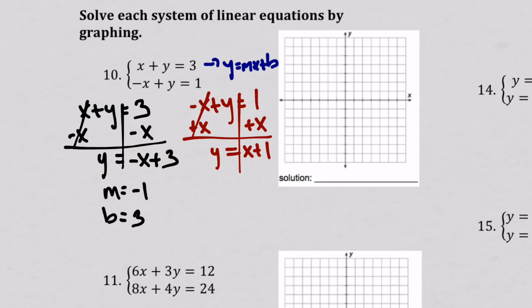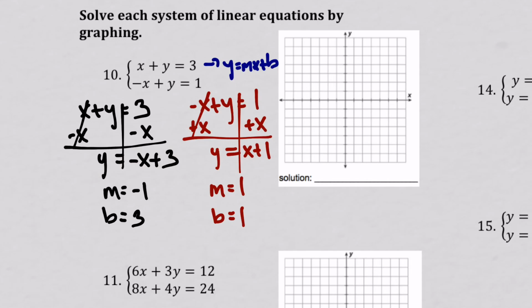For the other equation, the slope is the coefficient of x. In this case, it's just a single 1, since there's a 1x right there. So m equals 1. And your y-intercept is also 1. It's this number over here at the end. And now you can graph.